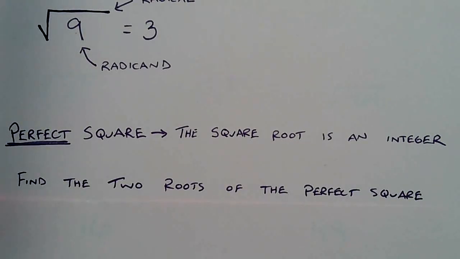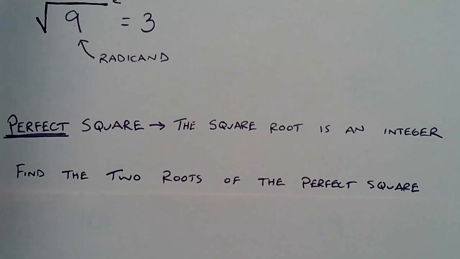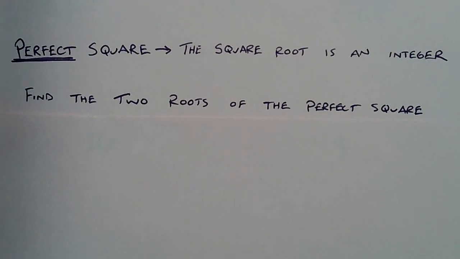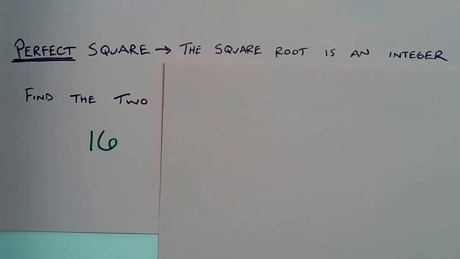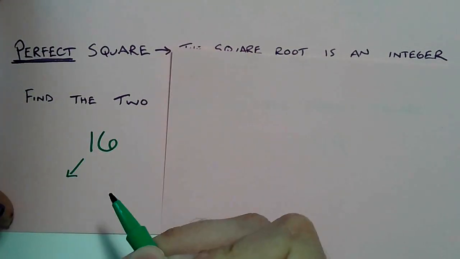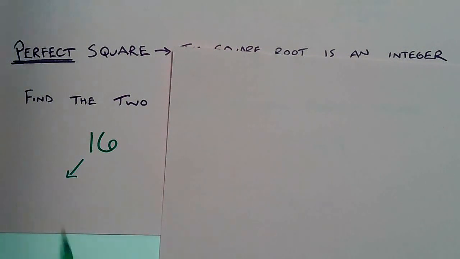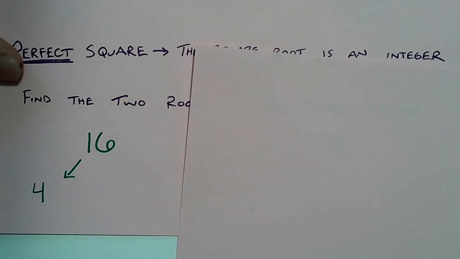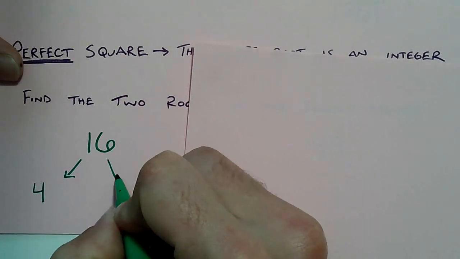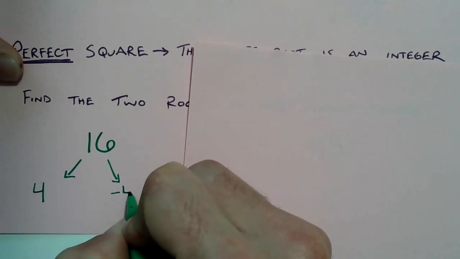Every number has two roots, which is kind of weird to think about. It has two roots because it has a positive square root and a negative square root. Let's think about that for a second. So let's say I want to know the two roots of 16. Well, based on our chart above, or just thinking what number times itself makes 16, we know that 4 is an option. But it also has a negative root of negative 4.